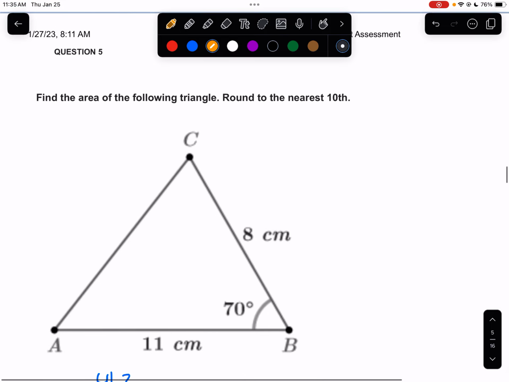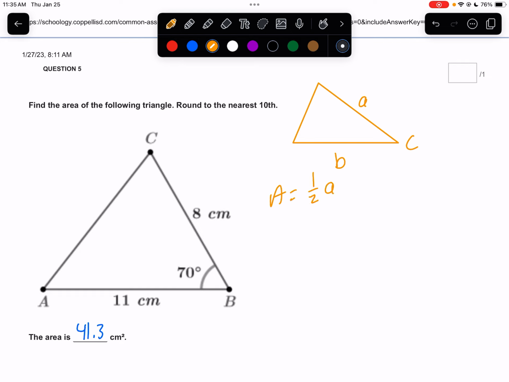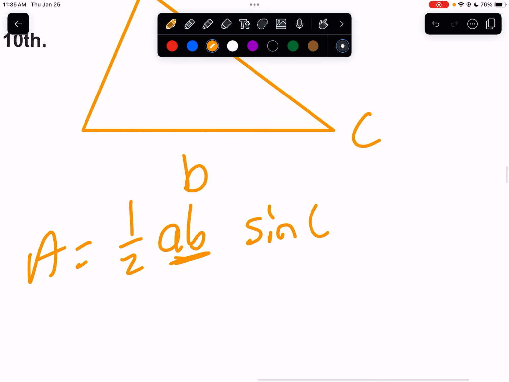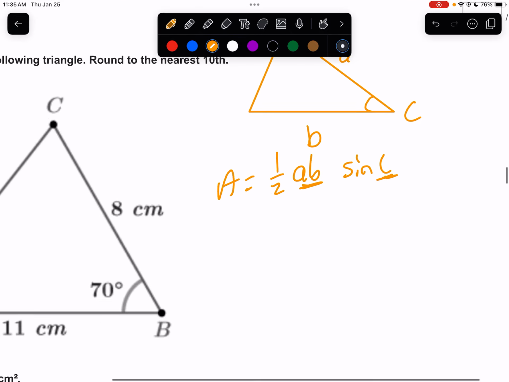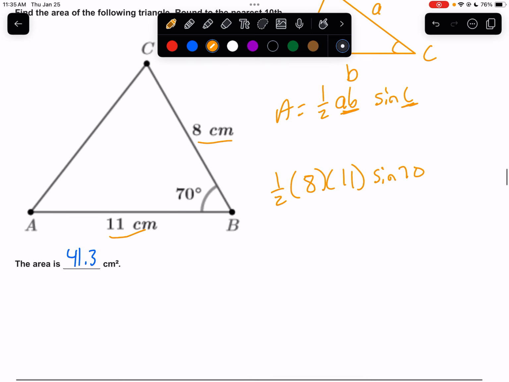Find the area of the following triangle, round to the nearest tenth. So one of the things we learned earlier is that if you have a triangle and you know any two sides and the included angle, you can do 1/2 AB times the sine of C. A and B can be any two sides, but angle C has to be the angle in between them. Do we have that here? Yes, we do. This would be 1/2 times 8 times 11 times the sine of 70.